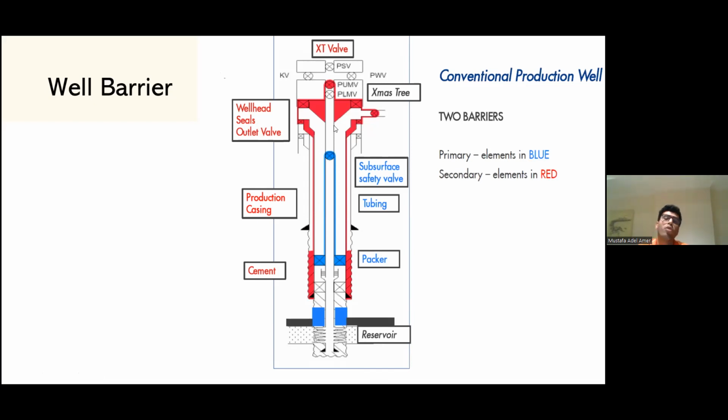If the primary barrier of the well fails, which is the blue one, for example, you get a leakage in the tubing, a leakage in the packer, or a failure in the subsurface safety valve, you expect the lower master valve, the wellhead, the Christmas tree, and the cement to hold the fluids in the well and prevent the fluids from going anywhere in any uncontrolled manner.